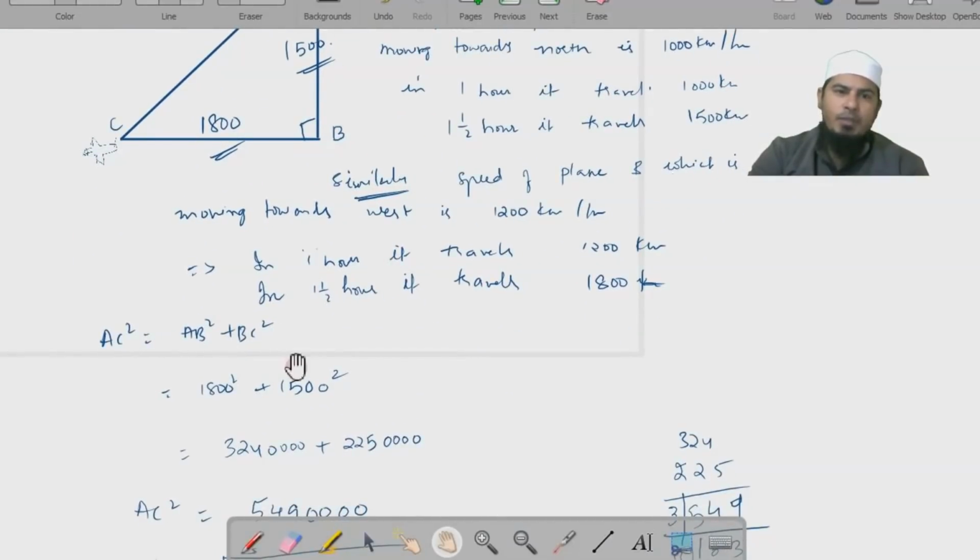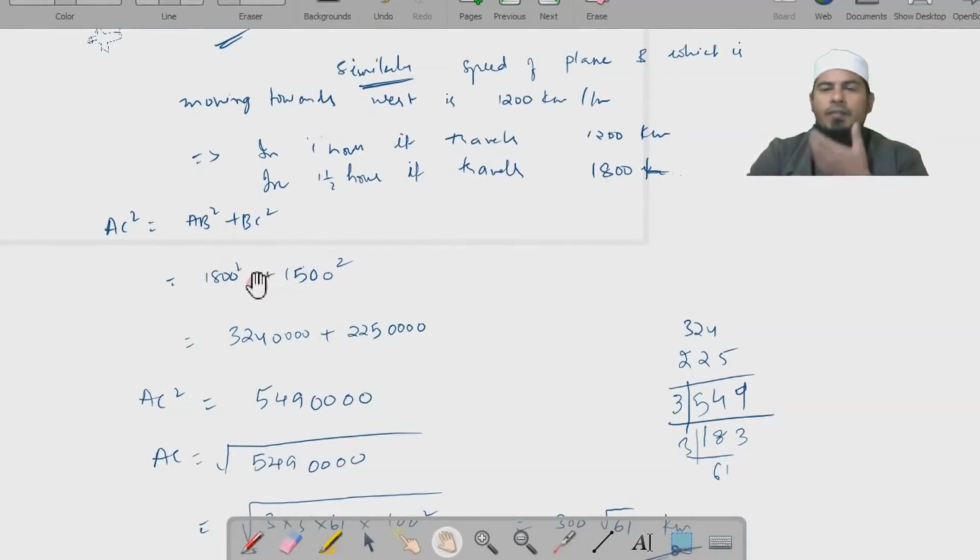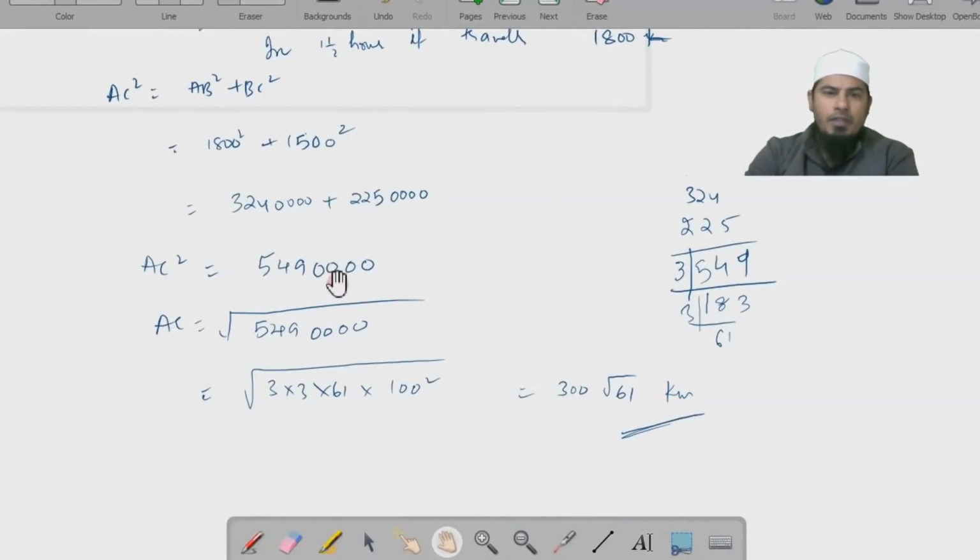AC square is equal to AB square plus BC square, and when we apply we get big numbers. When we are getting very big numbers, here 4 zeros are there, so 100 will come outside, and 549 prime factorization gave us 3, 3 and 61, two 3s, one 3 will come outside, 3 and 100 multiplied, 300 under root 61 will be the distance between the two aeroplanes after 1 1/2 hours. Let's go to the next question.